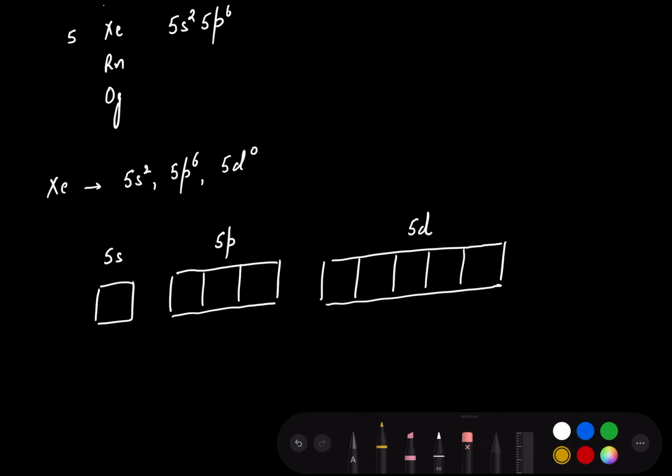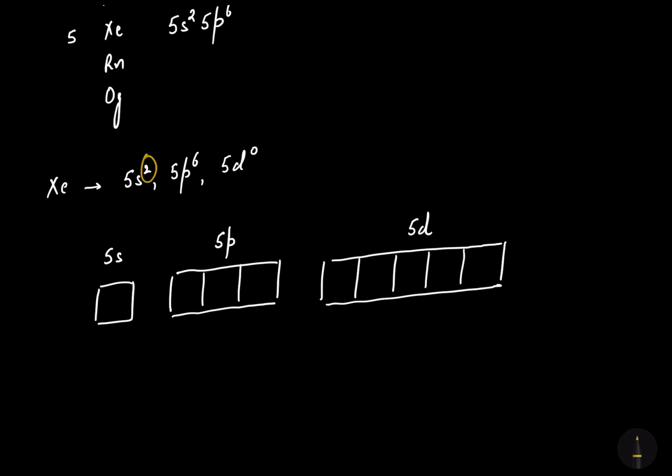Now let's fill the electrons. The 5s is having 2 electrons, so let's fill them. In 5s, that's the first electron with a spin of plus 1 by 2, and that's the second electron with a spin of minus 1 by 2.